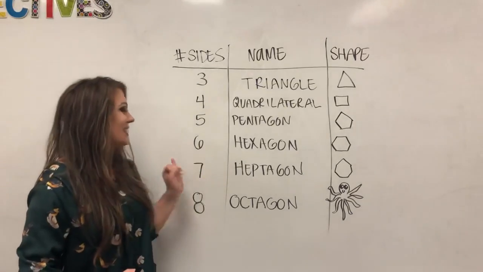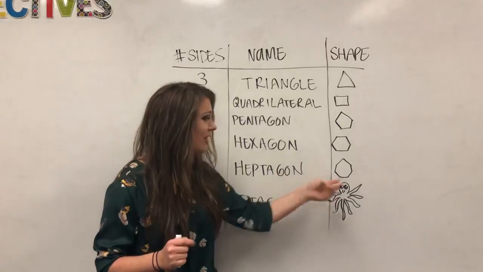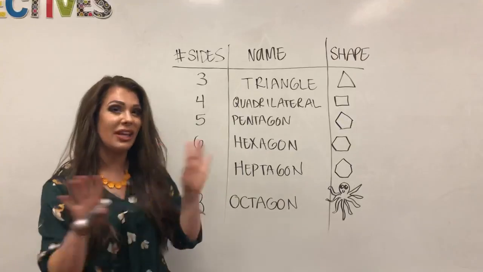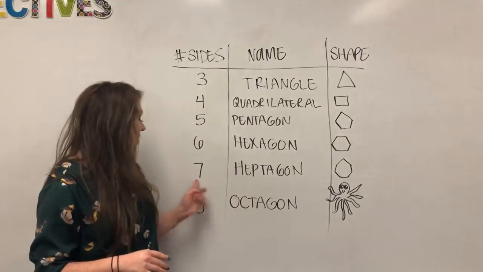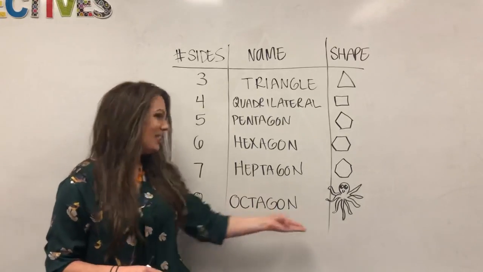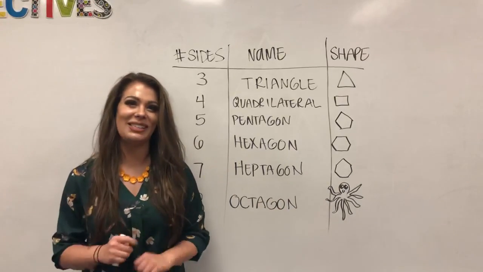What about 7 sides? That's called a heptagon. We don't hear that too often, and it was mighty hard to draw. What was even harder to draw, and I just gave up, I drew an octopus, is our 8-sided figure, octagon, like octopus, and it's got 8 sides. So if you see a shape with 8 sides, that's an octagon.